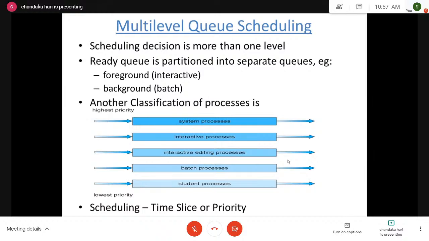Then they came to another kind of technique, round robin scheduling. Another possibility is to time slice between the queues. Each queue gets a certain portion of the CPU time, which it can schedule among the various processes in its queue. Let us say the CPU will spend a small amount of time in the system process queue, after that interactive process, after that interactive editing process, after that batch processes, after that this one. A small amount of CPU time is dedicated to each and every queue, so that all the jobs are scheduled like this.